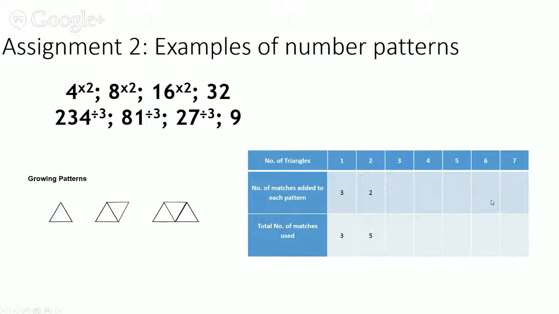Total is 13. You've given me an answer of 13 matches for 6 triangles, and you would have to add 10. All right, let's have a look at the answer there. So for 6 triangles, you would have had to add the total number of matches. You said it was 13. So 2, 4, 6, 8, 10, 13. That's correct.